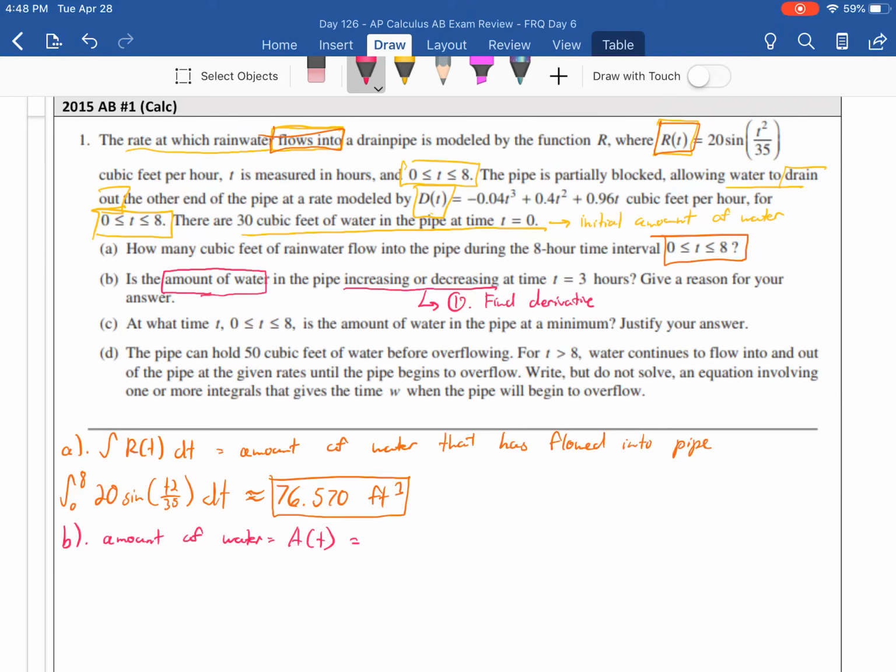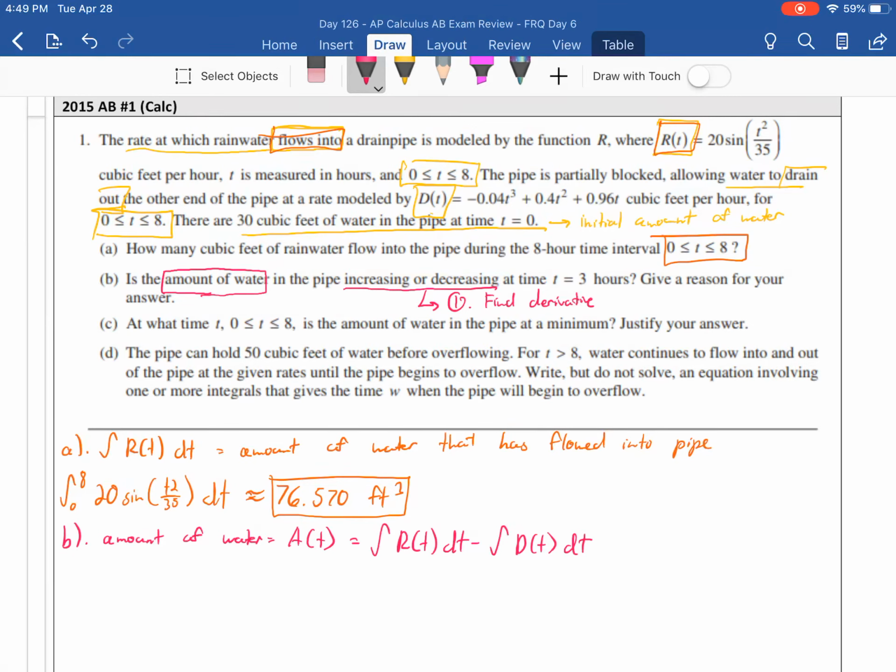Okay, so we basically have to subtract these two amounts. We have to subtract the amount of water flowing in, so the integral of R of T dt, by the amount of water draining out, so the integral of D of T dt.